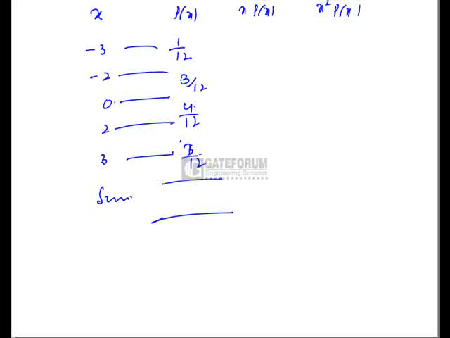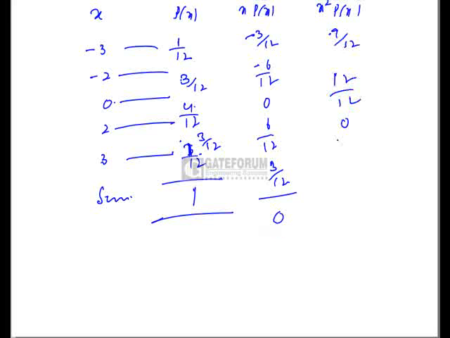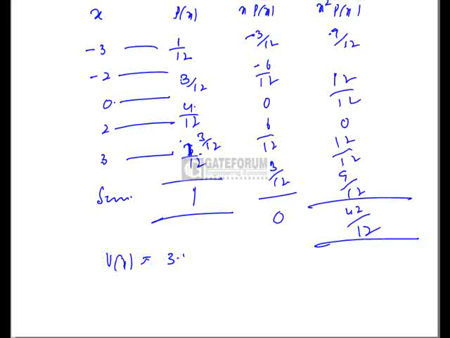Minus 3, minus 2, 0, then 2, 3. And if I add them, this is 1 by 12, this is 3 by 12. Sum will be 1. And similarly, x into p of x: minus 3 by 12, minus 6 by 12, 0, 6 by 12, 3 by 12. If I add this, sum is nothing but 0. Similarly, x square into p of x: 9 by 12, 12 by 12, 0, 12 by 12, 9 by 12, and 42 by 12 will be nothing but their sum. Now, V of x is nothing but 3.5 minus 0, because the mean is 0, which is nothing but 3.5. So the option is C.